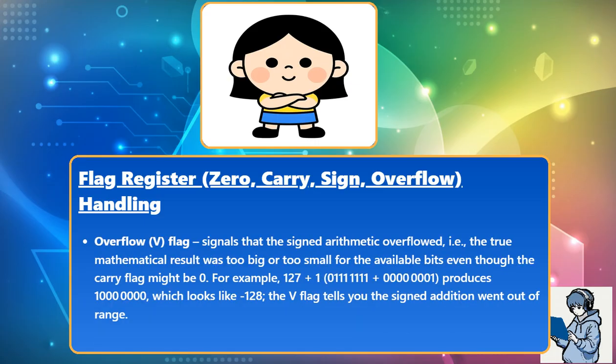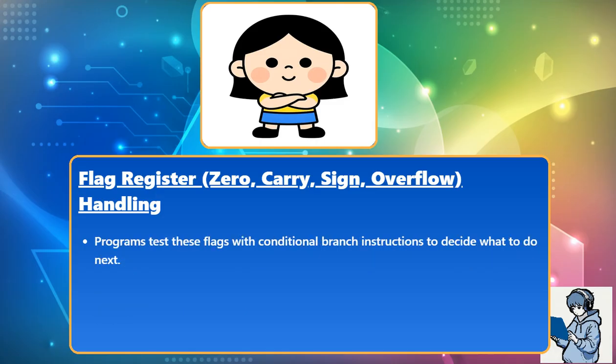The overflow V flag signals that the signed arithmetic overflowed, meaning the true mathematical result was too big or too small for the available bits, even though the carry flag might be 0. For example, 127 plus 1, binary 01111111 plus 00000001, produces 10000000, which looks like -128. The V flag tells you the signed addition went out of range. Programs test these flags with conditional branch instructions to decide what to do next.